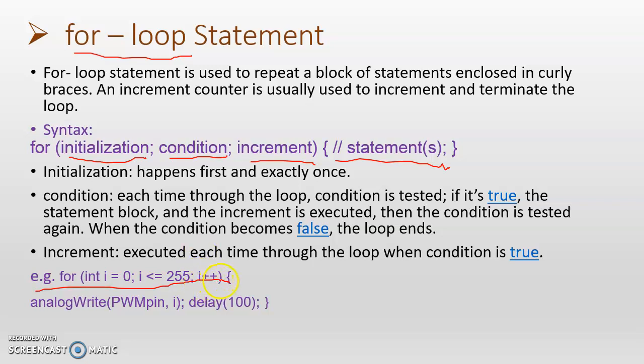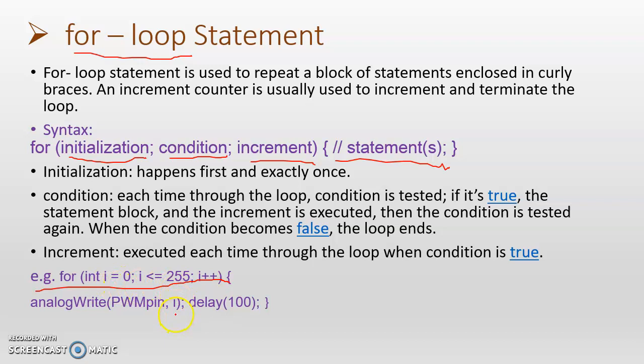Then increment by 1, so i++. This is the syntax which will be used for the loop. The statement is given: if the loop condition is satisfied, what statement to execute? analogWrite PWM pin i, and delay 100 milliseconds, that is 0.1 second. So this will write to the PWM pin as i. What is i? Here it is defined.